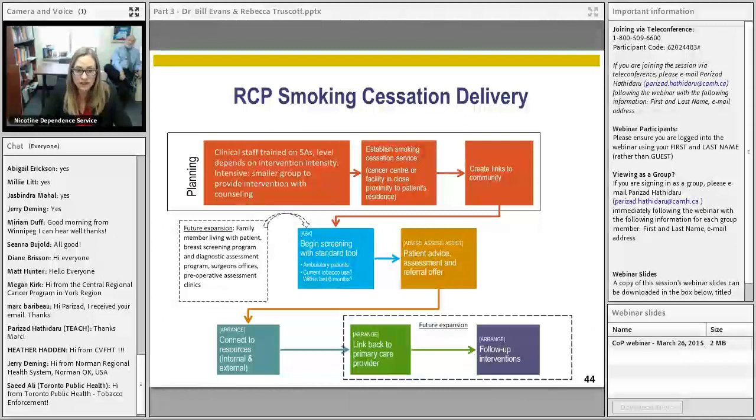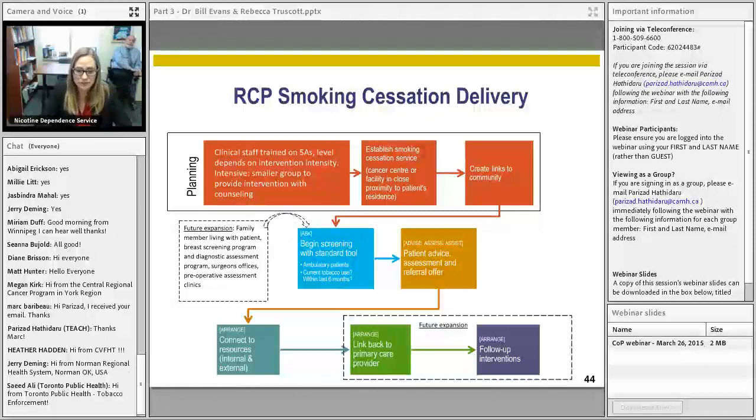You can see in the perforated boxes, we have some ideas for future expansion of the program. So we would like to create a link back to primary care providers, formally have that link. There are some centers that are providing a letter to primary care physicians to let them know that their cancer patients have been counseled in smoking cessation, but this isn't occurring systematically across the province yet.